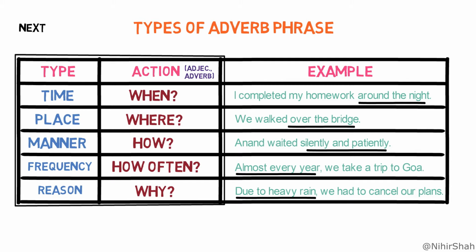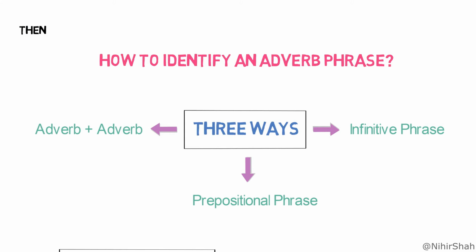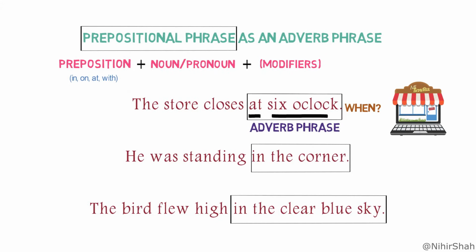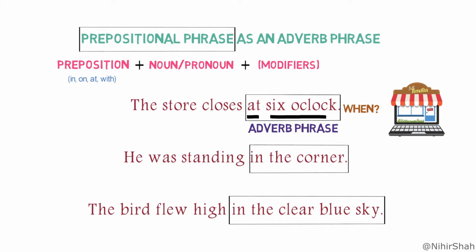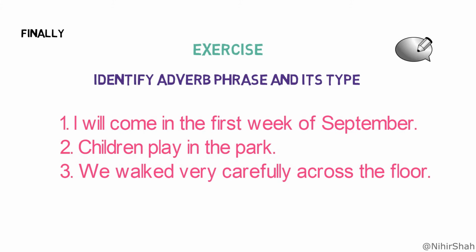Number 1. Adverb phrase of time. Number 2. Adverb phrase of place. Number 3. Adverb phrase of manner. Number 4. Adverb phrase of frequency. And number 5. Adverb phrase of reason. Then we learned the 3 ways to identify an adverb clause. Number 1. Phrase containing the combination of adverb plus adverb. Number 2. Prepositional phrase used as an adverb phrase. And number 3. Infinitive phrase used as an adverb phrase. Finally, I gave you an exercise whose answers you will be giving me in the comments.